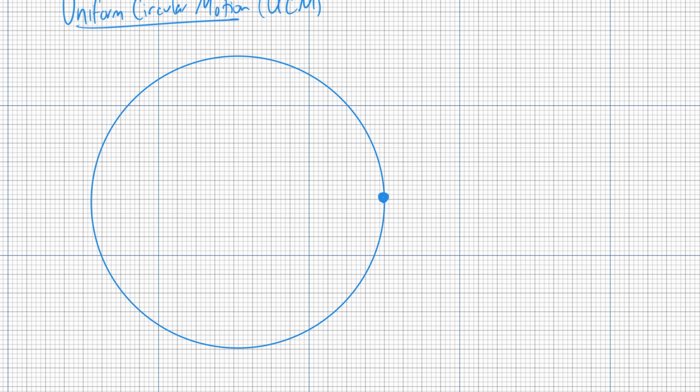So motion means it's moving, circular means it's moving in a circle, and uniform means that its velocity is constant. Not its velocity, but its speed is constant. So it's always got the same speed. It is, of course, changing direction because it's moving in a circle. So I'm going to imagine a yo-yo that is moving in a circle with a radius of r.